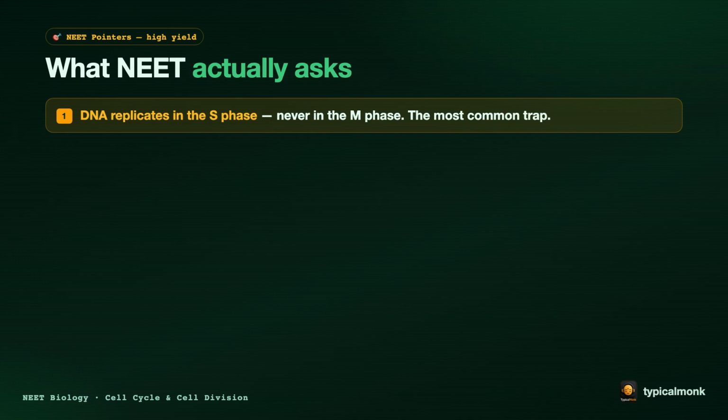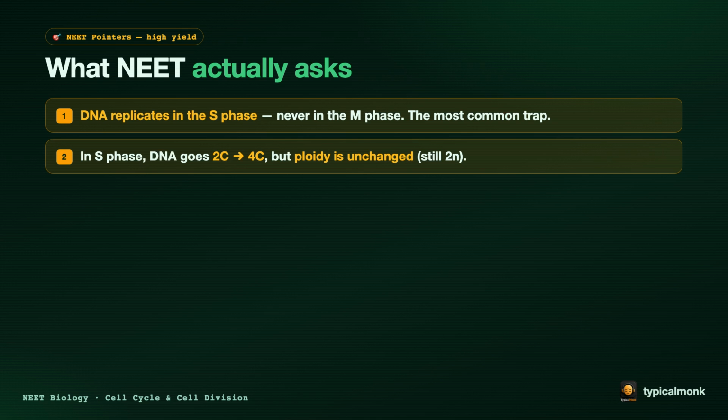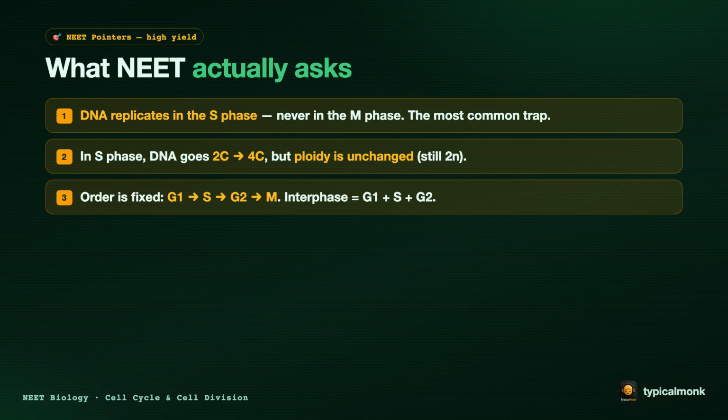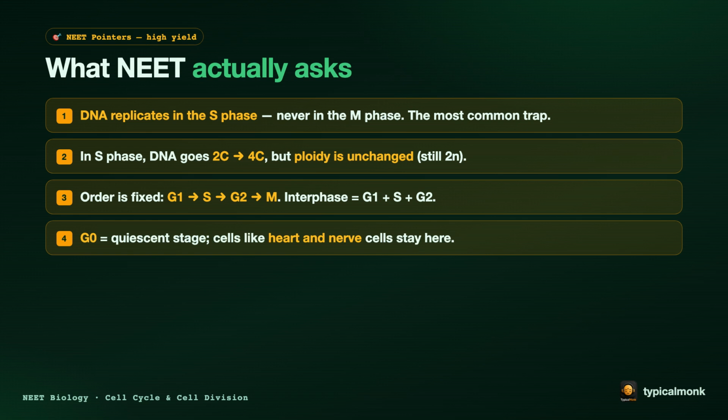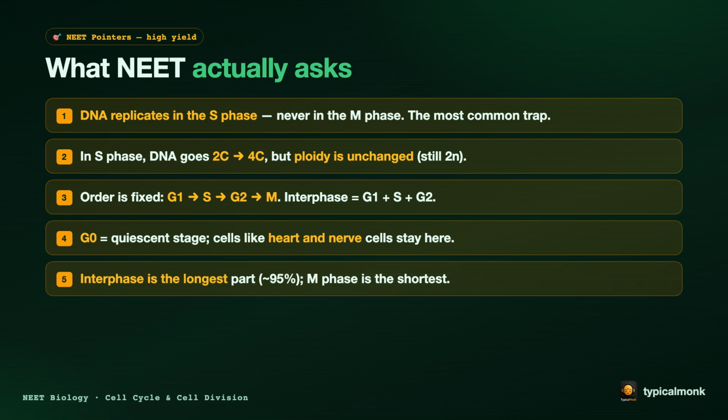Now, the high-yield pointers, the facts that NEET turns into questions. 1. DNA is copied in the S phase, never in the M phase. That is the most common trap. 2. In the S phase, DNA goes from 2C to 4C, but the ploidy stays the same, that is, 2n. 3. The order is fixed: G1, then S, then G2, then M. Interphase means G1 and S and G2. 4. G0 is the resting stage. Cells like heart and nerve cells stay here. 5. Interphase is the longest part, about 95%. The M phase is the shortest.